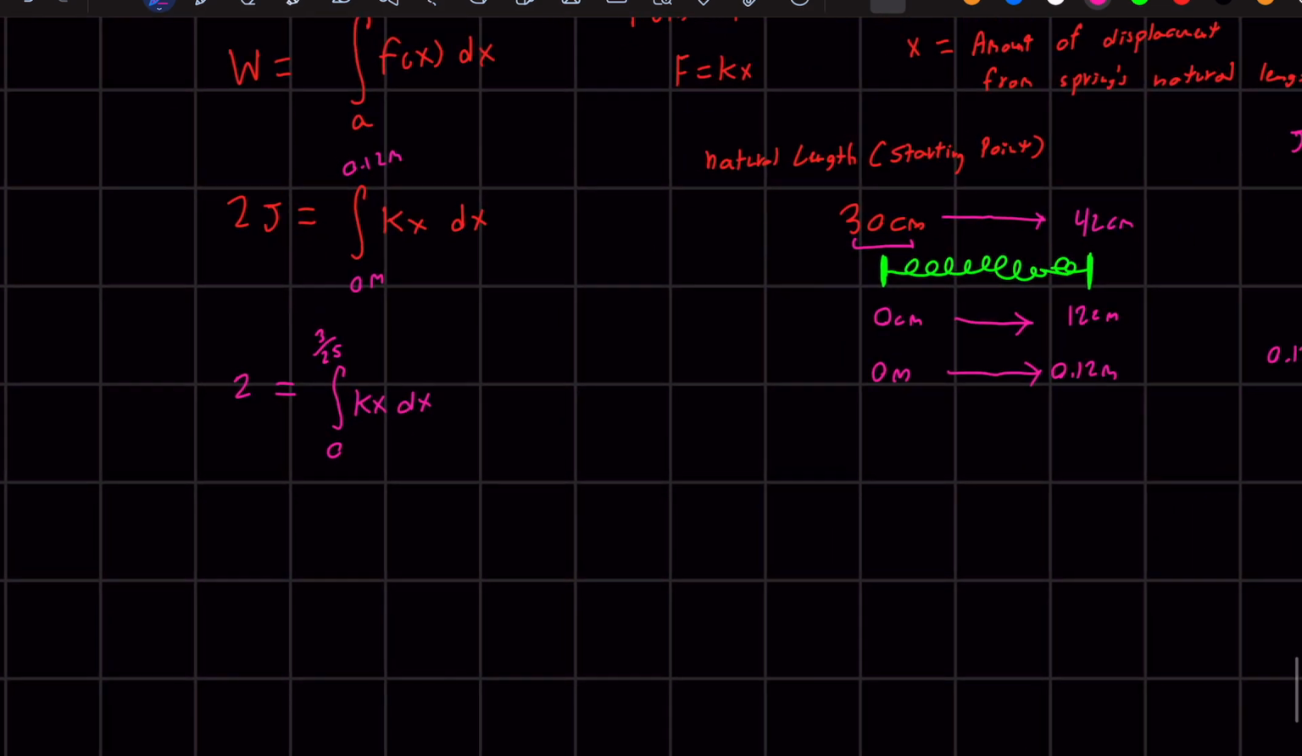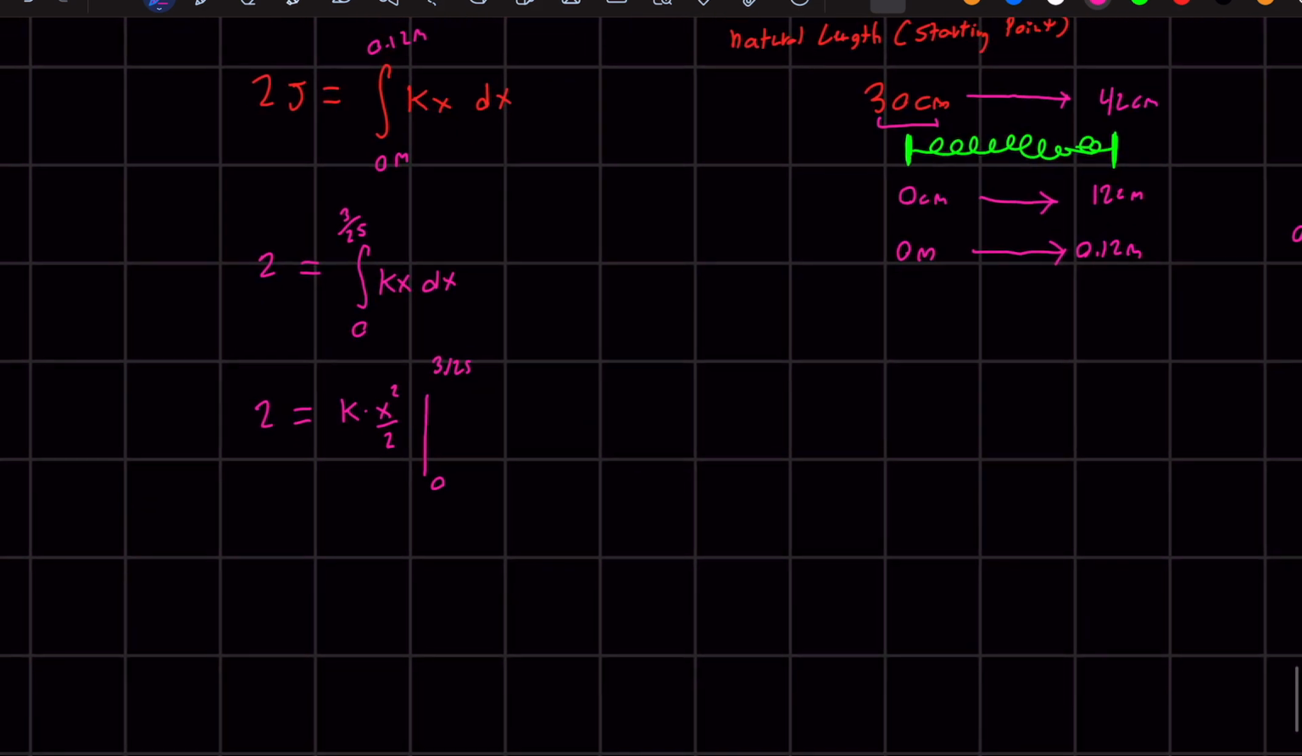So we're just going to solve this integral out. Remember, k is just going to be a constant. So we have 2 is equal to, we're going to integrate k, that's just a constant, times x squared over 2. And then this is going to be evaluated from 3 over 25 to 0. Okay. So now it's going to be 2 is equal to k over 2, right? Because that's just a constant. And then we have x squared, evaluated from 3 over 25 to 0.